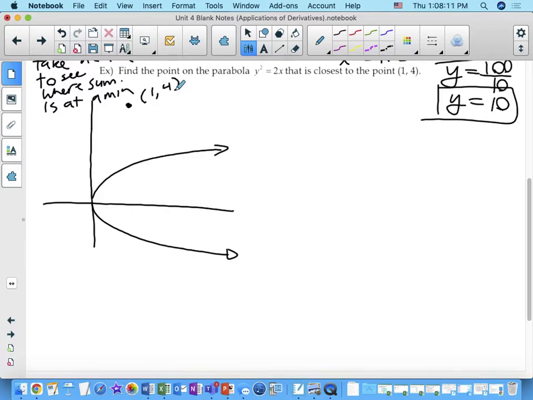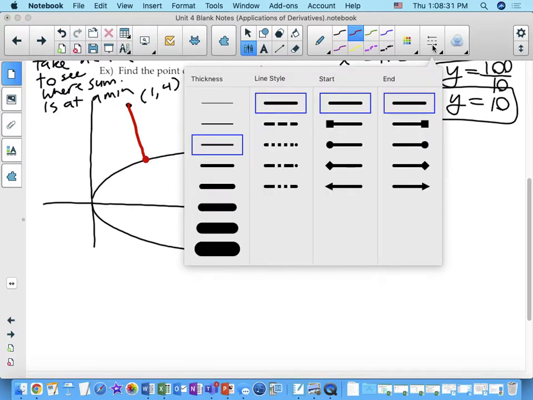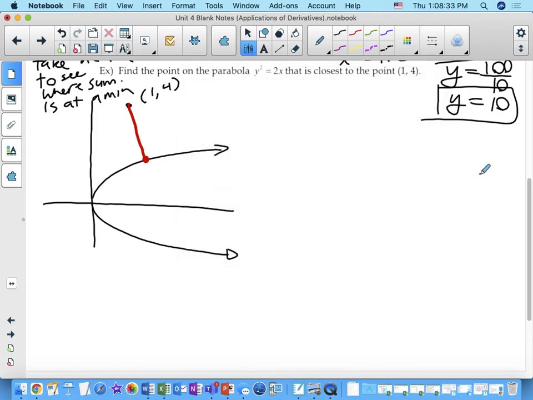And essentially, what we want to know is, what is the point on this parabola that has the closest distance? Okay, so we're looking for this point (x, y). That's what we want to know.